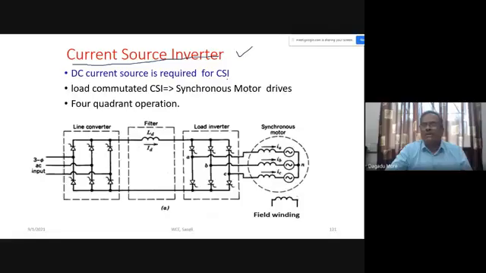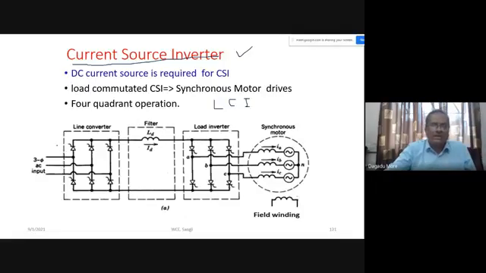This particular drive is for speed control of a synchronous motor. And here particularly we are using the LCI fed synchronous motor drive. I will write it as line commutated inverter, LCI, line commutated inverter fed synchronous motor drive. Sorry, not line commutated, load commutated inverter fed synchronous motor drive.